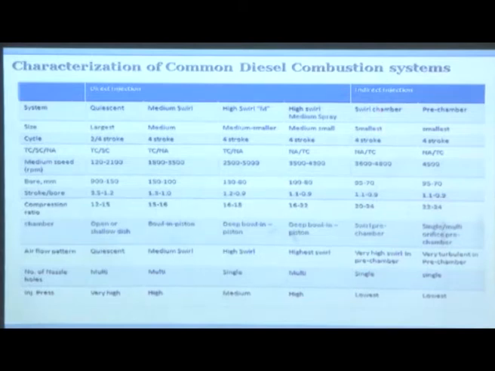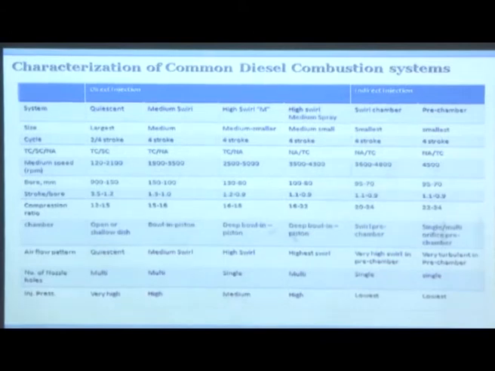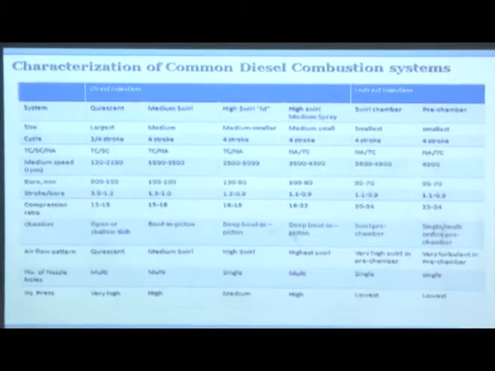If you look at the indirect injection systems, they are one of the smallest diesel engines possible. You can see that here the diameter is 95 millimeter to 70 millimeter. So the smallest possible engines could be made if they are IDI engines, not DI engines. Both of them are 4-stroke. They could be either naturally aspirated or turbocharged. The speed is increasing as the bore size is reducing. Highest possible speed is possible with IDI engines. IDI engines are actually faster in terms of RPM compared to DI engines normally.